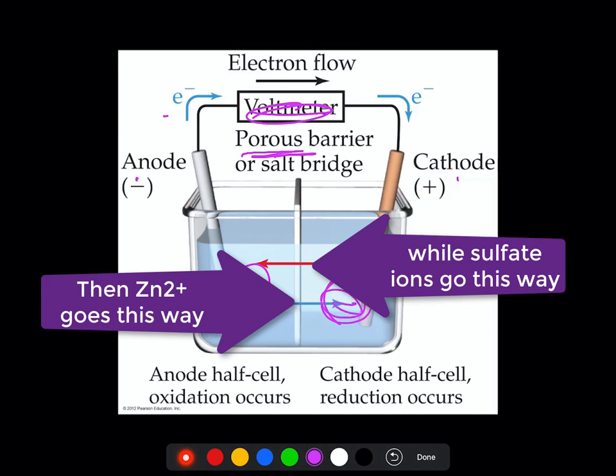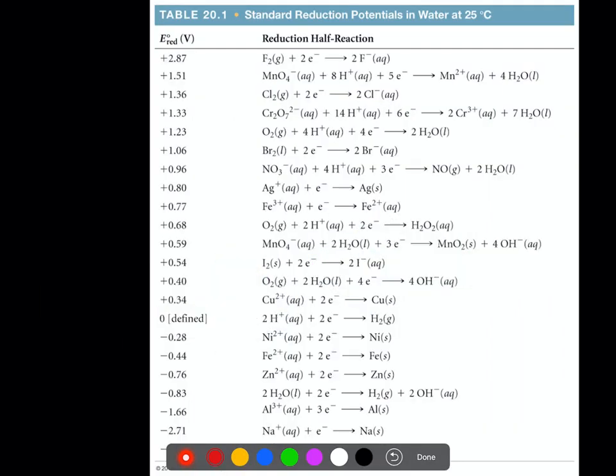So as we produce cations on one side and consume cations on the other, then we can get the migration of the necessary ions through the porous barrier. Makes sense? Here we have table 20.1 with our standard reduction potentials.